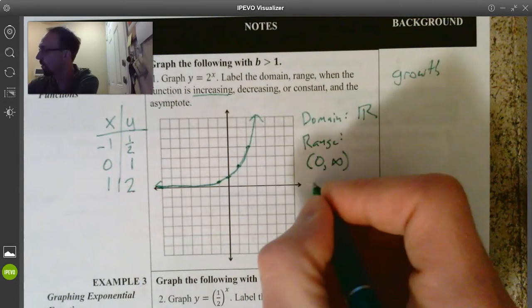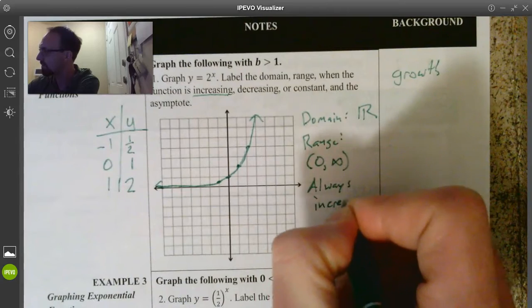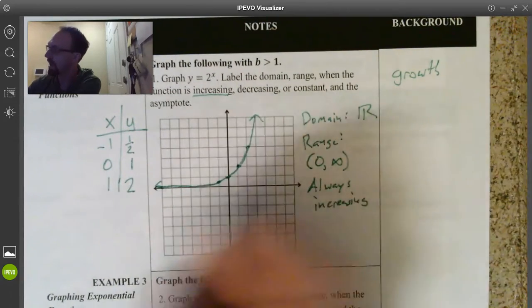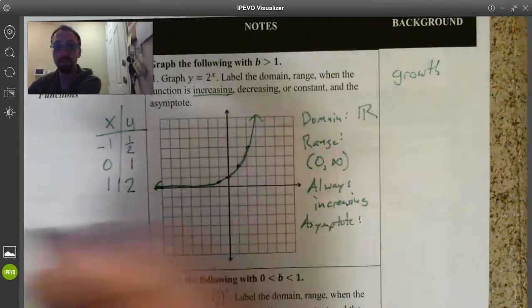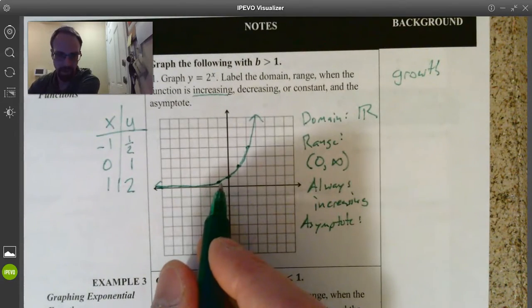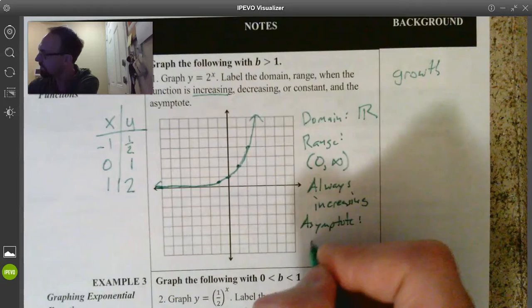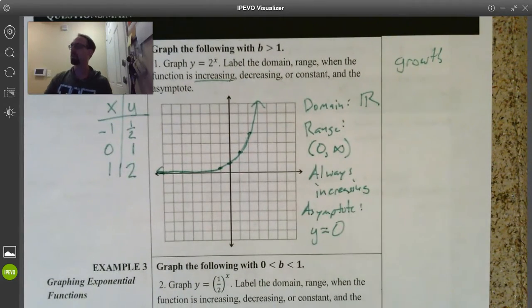Now, and we said this is always increasing. This graph is always increasing. Now the asymptote for this, it's going to get really close to the x-axis, but it'll never touch that. So that's the line y equals 0 for that asymptote. So this is an instance where we have exponential growth.